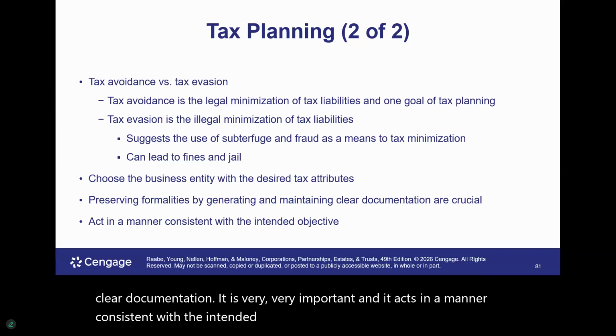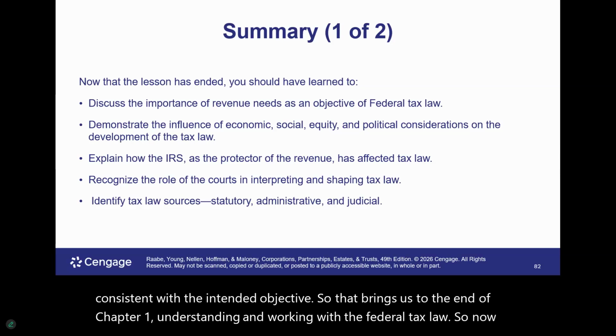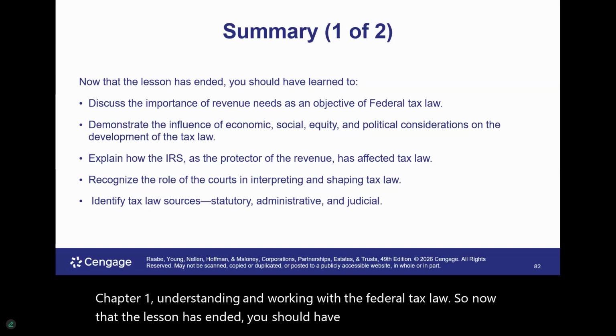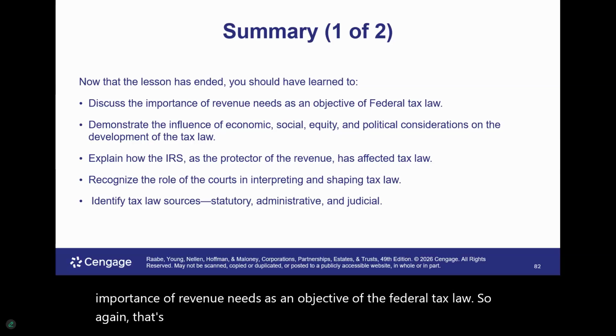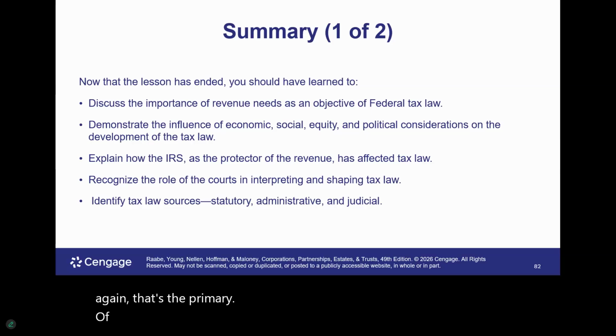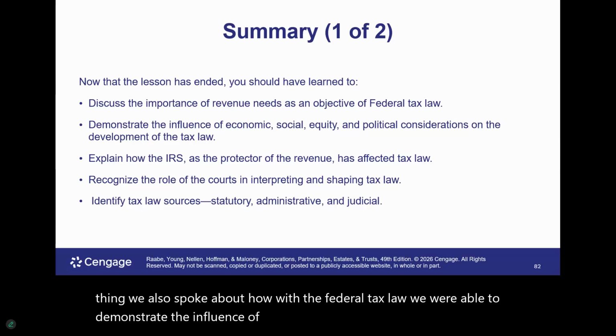So that brings us to the end of chapter 1, understanding and working with the federal tax law. Now that the lesson is ended, you should have learned to discuss the importance of revenue needs as an objective of the federal tax law. So again, that's the primary objective of the tax law, to raise revenue. But again, that's not the most important thing. We also spoke about how with the federal tax law, we were able to demonstrate the influence of economic, social, equity, and political considerations on the development of the tax law.